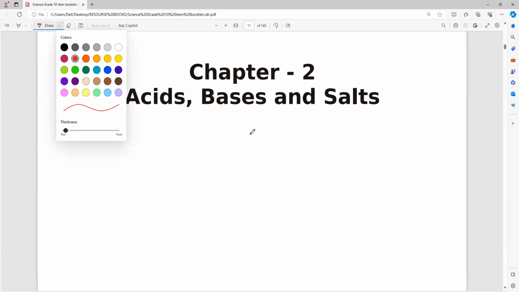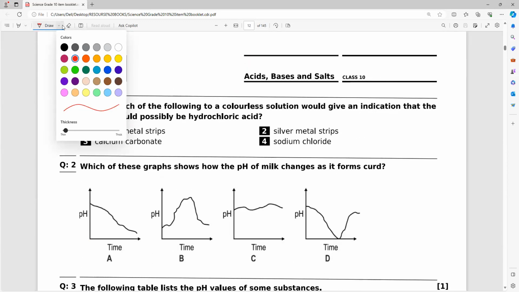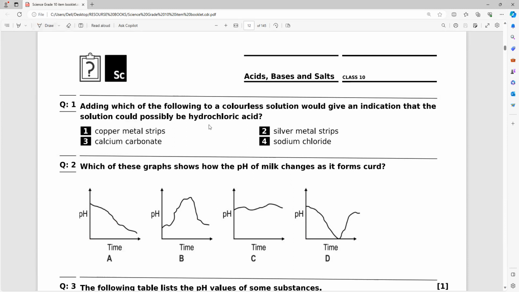If you have observed, the first question is: adding which of the following to a colorless solution would give an indication that the solution could possibly be hydrochloric acid. So we all know that. Please first understand the question. Adding which of the following to a colorless solution would give an indication that the solution could possibly be hydrochloric acid.